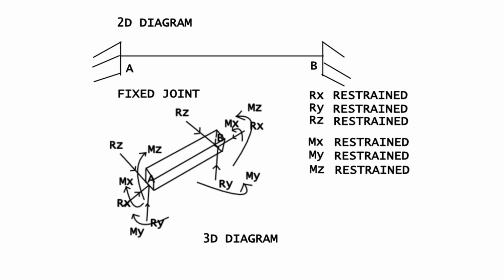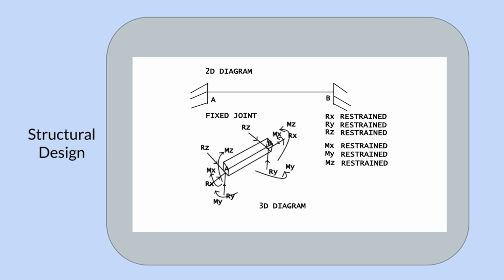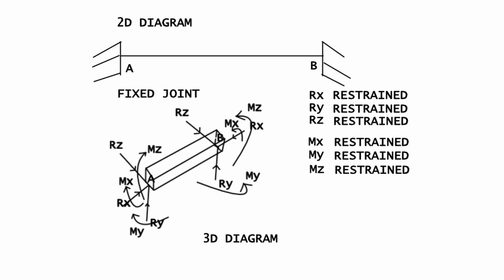The second one is the partially fixed joint. In this joint, the 3 translational displacements and 2 rotational displacements are restrained, but Mz, that is the moment along the local z-axis, is partially allowed. So members can rotate.